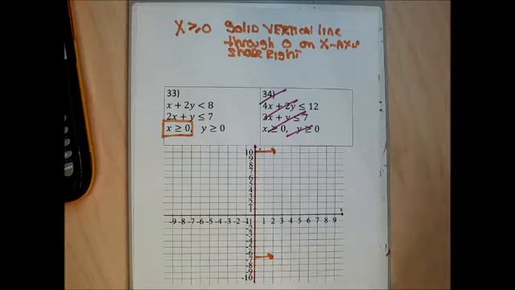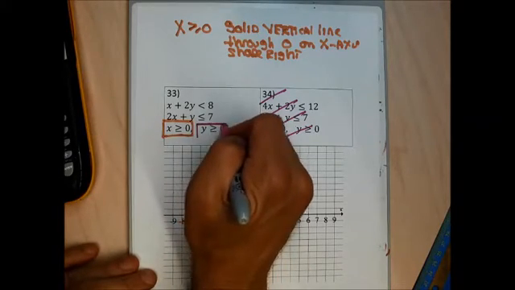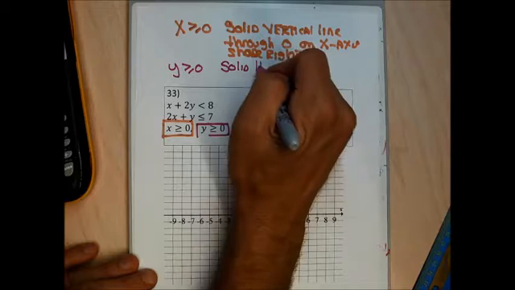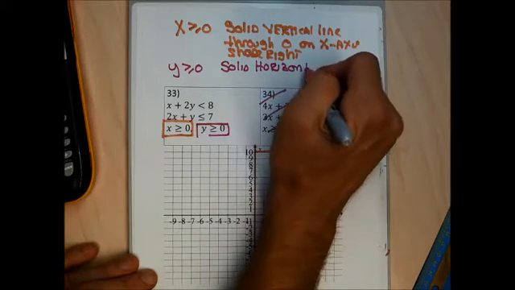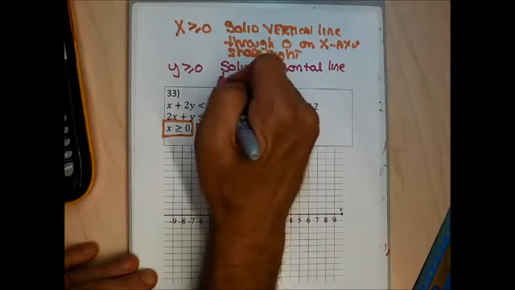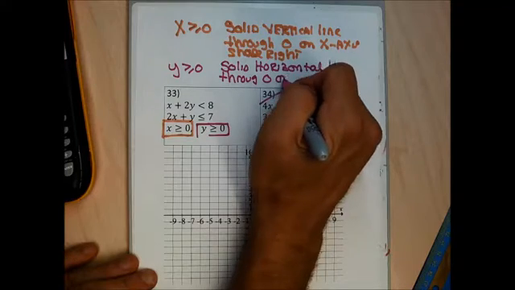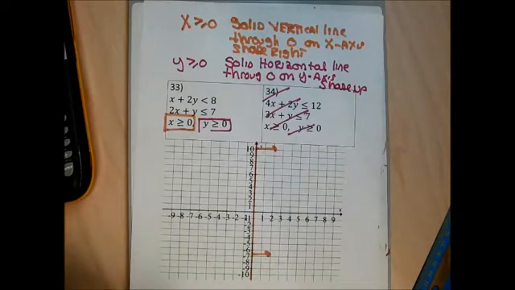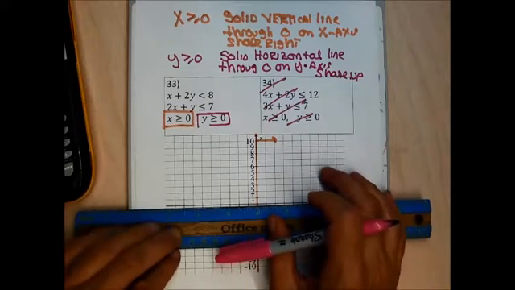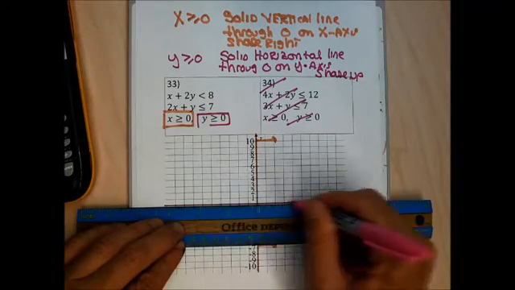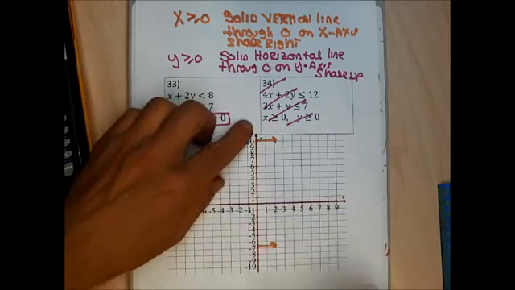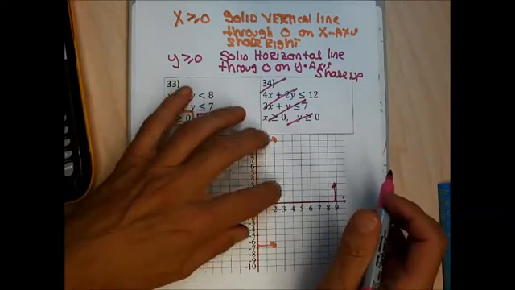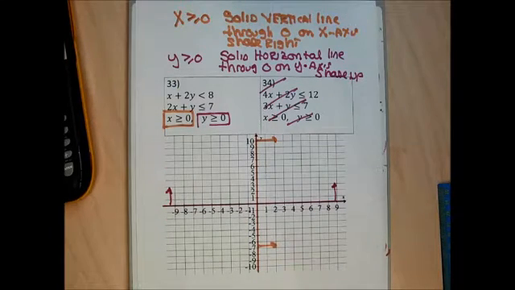Done with that. Moving on to the other easy one, y is greater than or equal to 0. For y is greater than or equal to 0, we get a solid horizontal line through 0 on the y-axis, and we shade up. That's going to keep me grounded in the first quadrant because these two shadings overlap to form the first quadrant. When you get to the right of the y-axis and above the x-axis, you're stuck in the first quadrant. So my final shading has to be compartmentalized into the first quadrant because of those two inequalities.